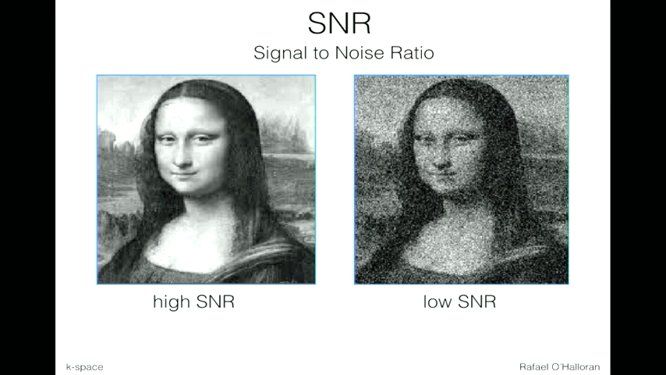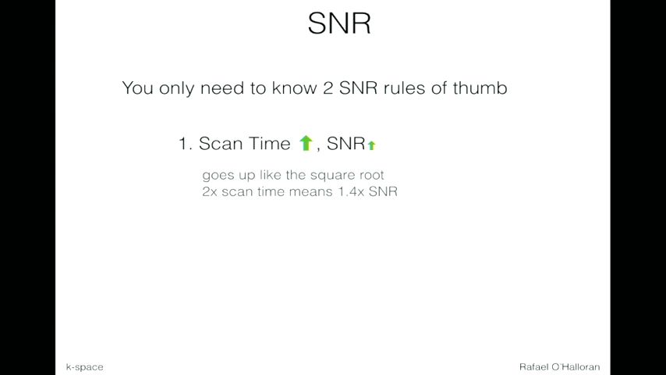So signal-to-noise ratio, how much signal versus how much noise. Practically, we mean when the SNR is high, we get a nice view of the image, and when it's low, we have sort of a grainy, noisy, crummy image. Then you only really need to know two things about this. One is that when the scan time goes up, your SNR goes up. And it doesn't go up by the same rate at which the scan time goes up. It goes up just by the square root. So if you double your scan time, you get 1.4 times the SNR. We'll talk about why this happens on the next couple slides.